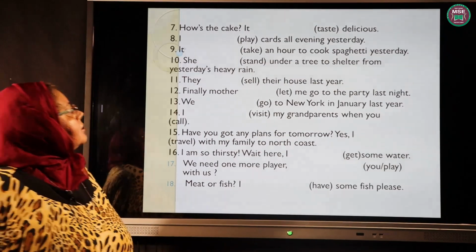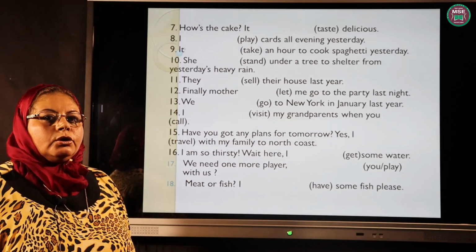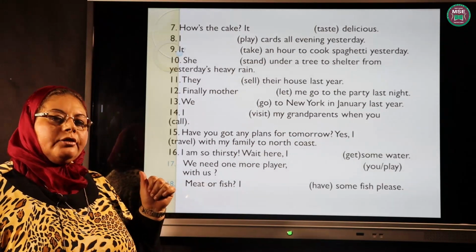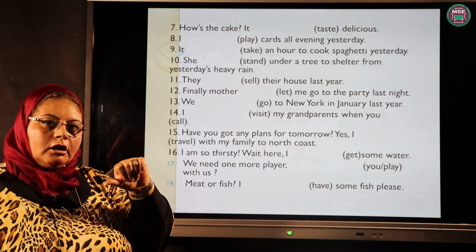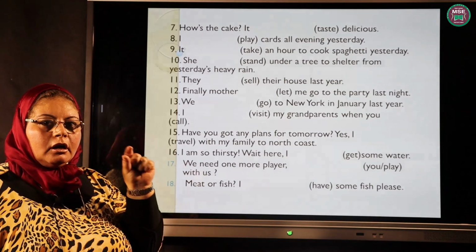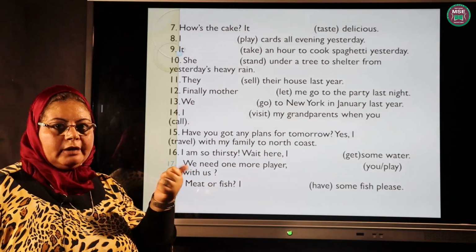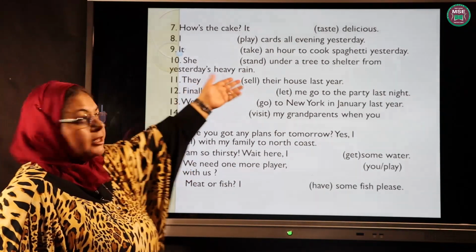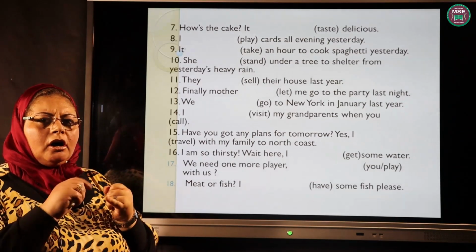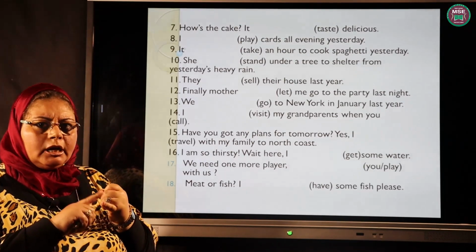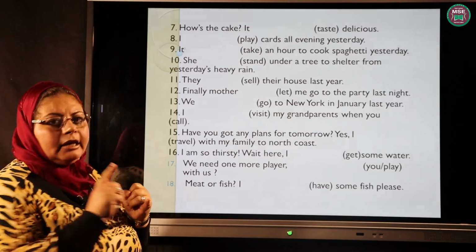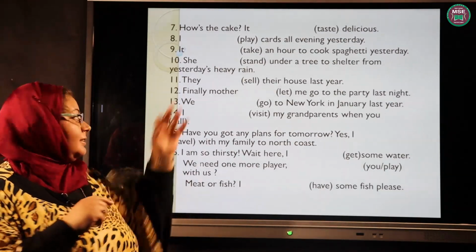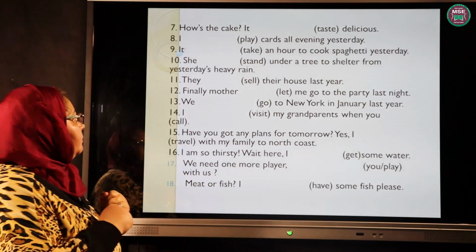How is the cake? It tastes delicious. Which tense am I going to use here? Do you remember last year we took the present simple and we had another type of verbs, and we divided them into action verbs and stative verbs. The action verbs involve an action, okay? But here, this is a stative verb. Stative verbs talk about emotions, like hate, love, like, dislike. Also senses, like taste, hear, see, okay?